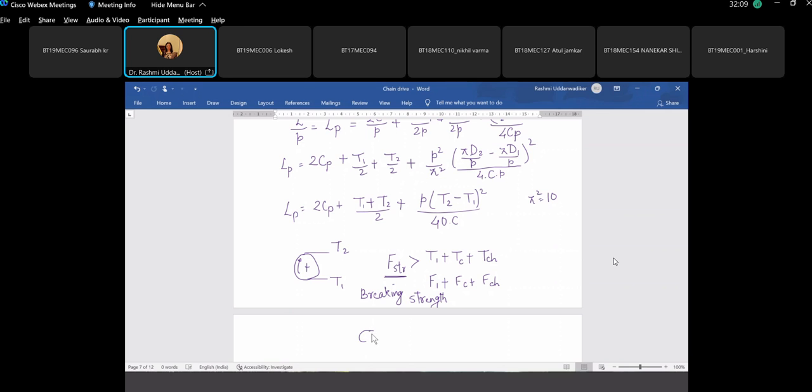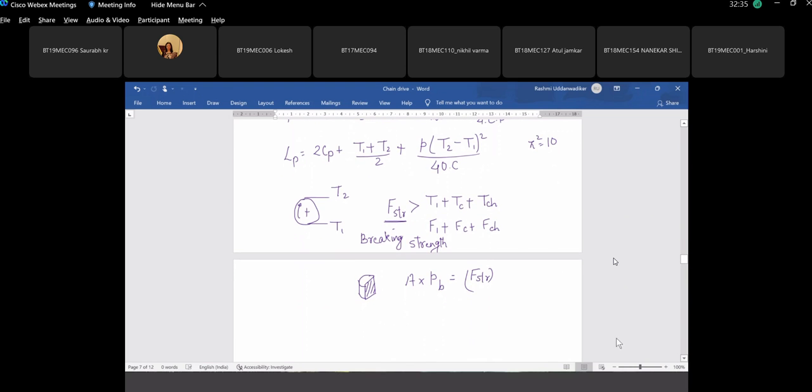So if this is the pin, if I take a section of pin, this is its bearing area. So this bearing area into the allowable bearing pressure, this becomes the strength of the pin or the bearing surface. And this area is length of the pin, let me use it small l, into diameter of the pin.